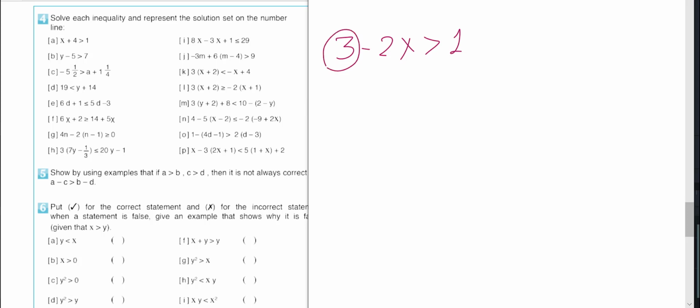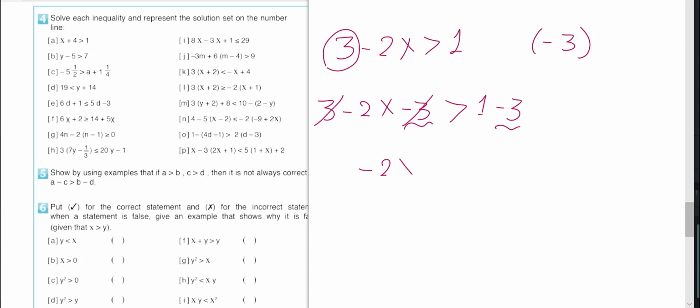I want to remove the 3. Its sign is positive, so I will subtract 3. Okay, 3 minus 2x more than 1, and we forgot to subtract 3 from the other side too: minus 3 more than 1 minus 3. We subtracted 3 from both sides. Here I have 3 and negative 3, and negative 2x, and here more than 1 minus 3 is equal negative 2.